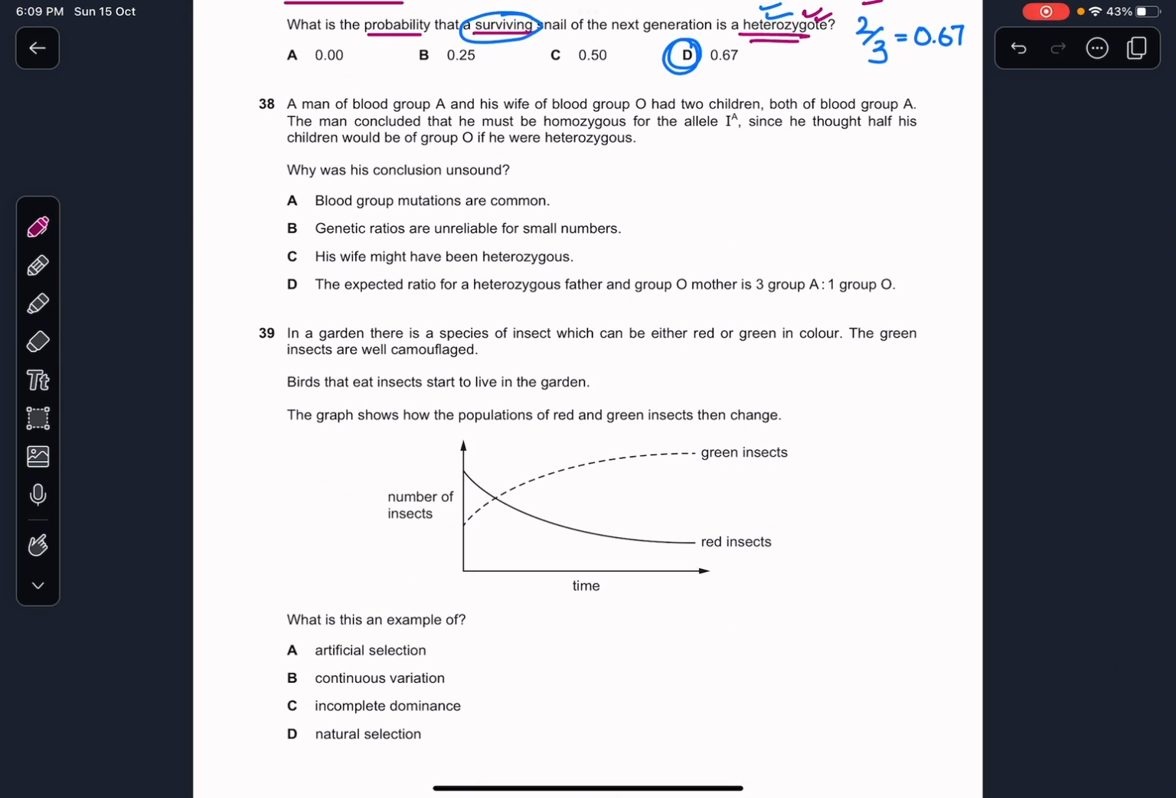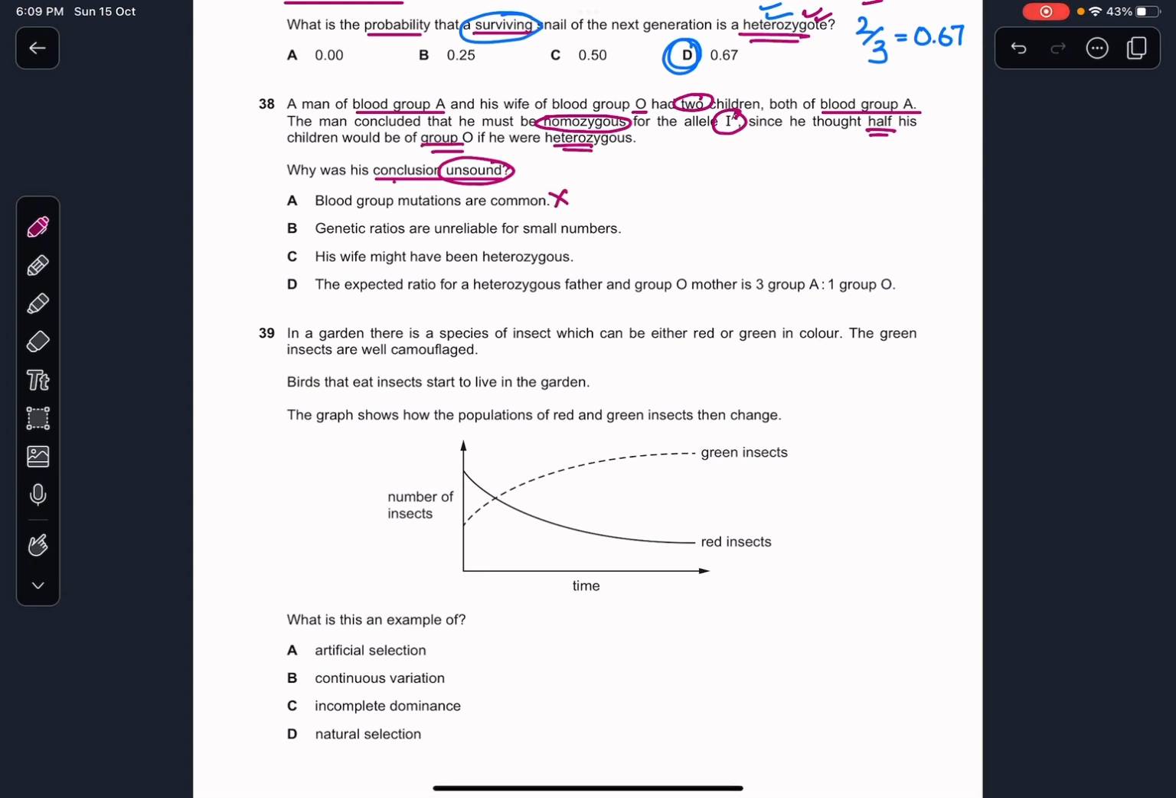A man of blood group A and his wife of blood group O have 2 children. Both have blood group A. The man concluded that he must be homozygous for the allele IA, since he thought half of his children would be of blood group O if he were heterozygous. What was his conclusion? Why was his conclusion unsound? So why is it unsound? Blood group mutations are common? No, it is not that common.